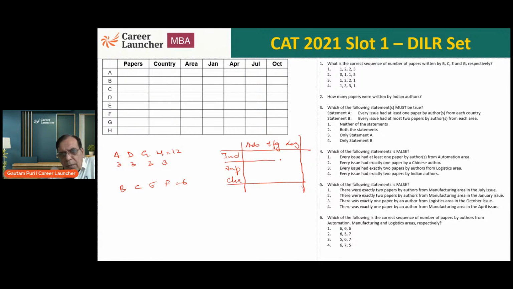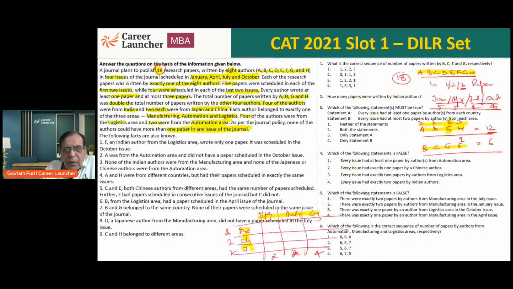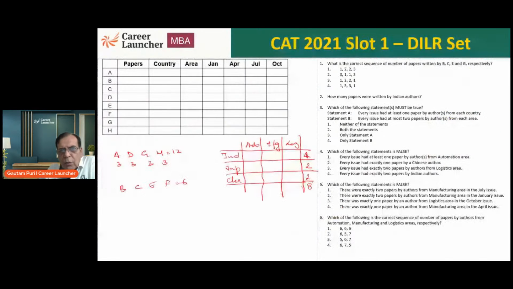Okay. So you can either draw these lines or not draw these lines. Does not really matter. And what does it say? It said there are 4 Indian, 2 Japanese, and 2 Chinese. So total of 8 authors. And what was it about the number from each of the domain? Okay, 4 of the authors from logistics and 2 automation. So 4 are logistics, 2 are automation. So 2 should be manufacturing.